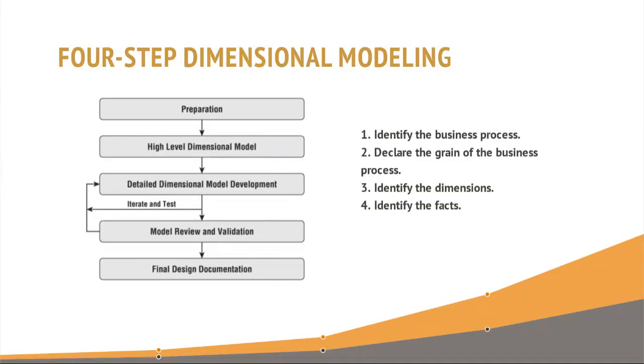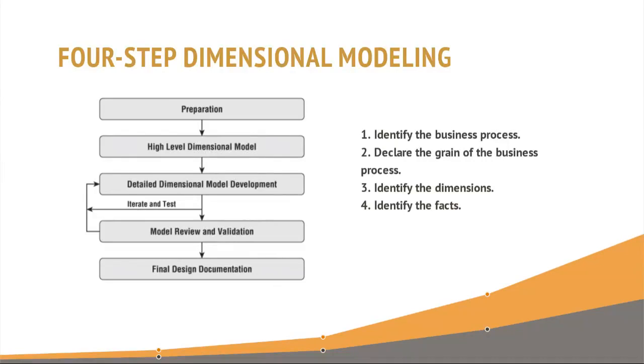The four-step process starts with considering the business process that the dimensional model will help to clarify. The first step to designing this model is to identify all of the business processes that are impacted by the fact tables and dimensions, and then declare the grain of the business process, meaning how small of a metric will your fact table help to evaluate.